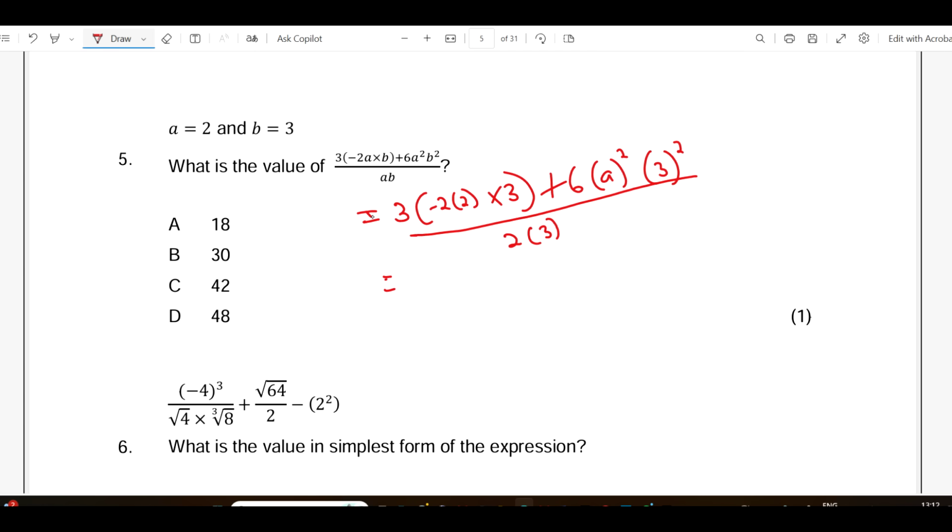Let's work out what is in the brackets. Guys, I wrote a and I'm supposed to put 2. So 3, negative 2 times 2 is going to be negative 4, times 3, plus this is going to be 6. 2 to the exponent of 2 is 4. 3 squared is going to be 9. Everything divided by 6.